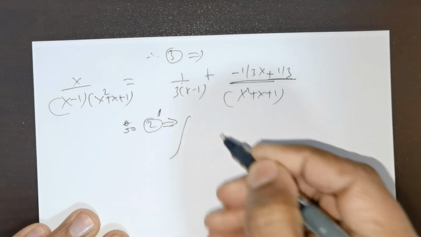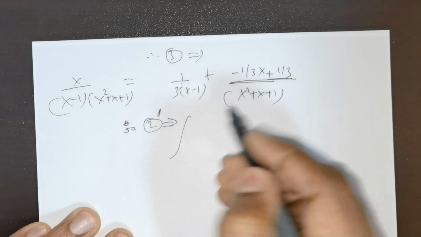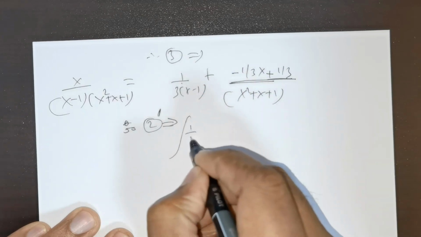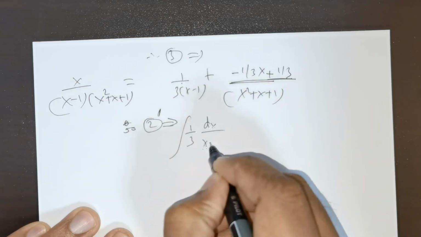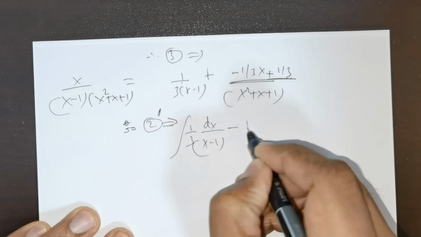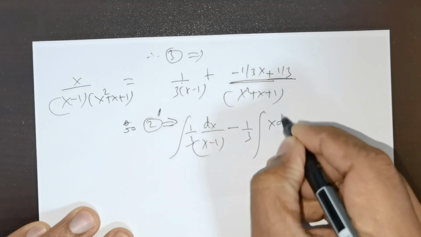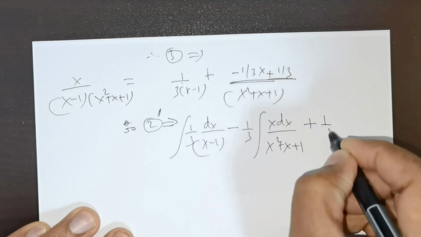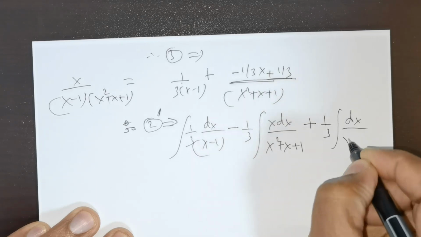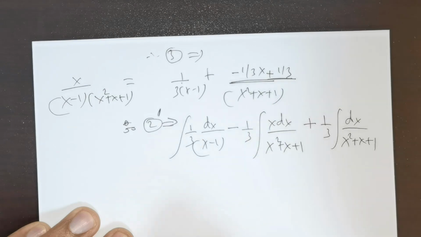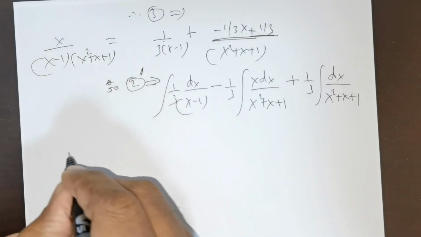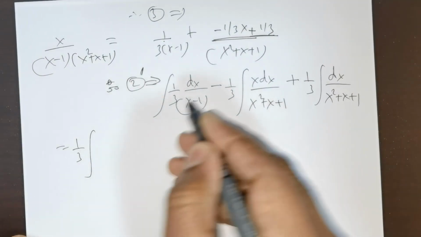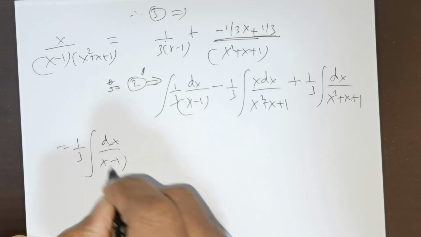so this is going to be the integral. In place of this, I'm going to substitute this. So it's going to be 1 over 3 times dx over x minus 1, negative 1 over 3 times x dx divided by x squared plus x plus 1, and 1 over 3 times the integral dx over x squared plus x plus 1. Okay, so this is equal to 1 over 3. Now this is easily integrable, right?